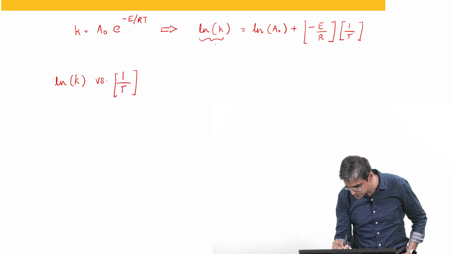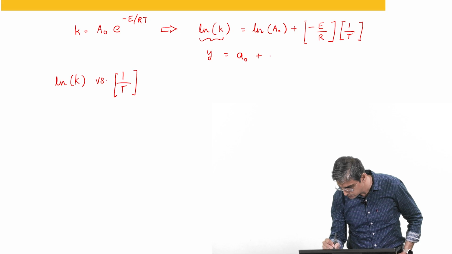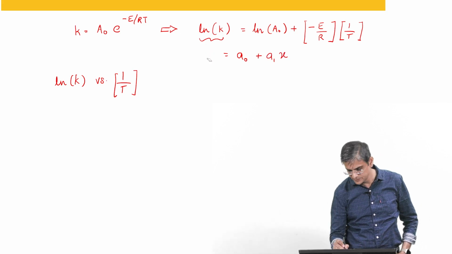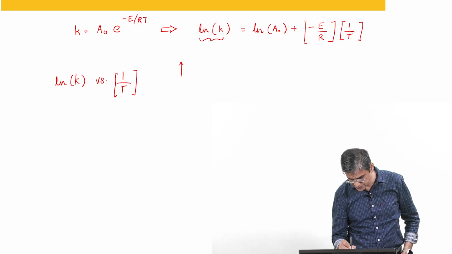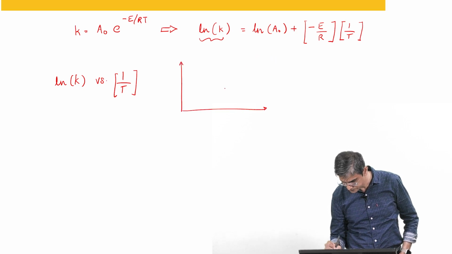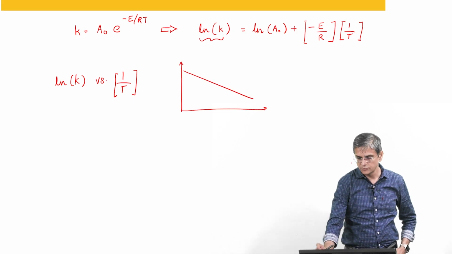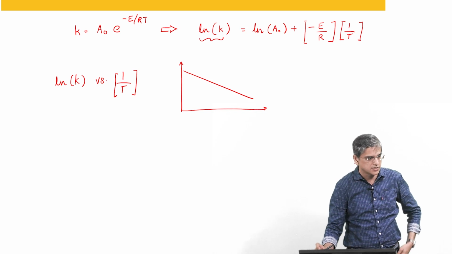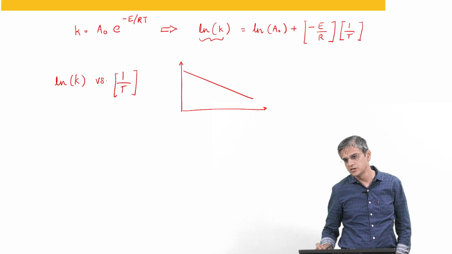So, let us say this was y equal to a naught plus a1 x, that is a straight line. Okay. So, this is going to be a straight line which will go something like this, with a negative slope, minus E by R. E is necessarily positive, R is positive. So, minus E by R is negative, right.